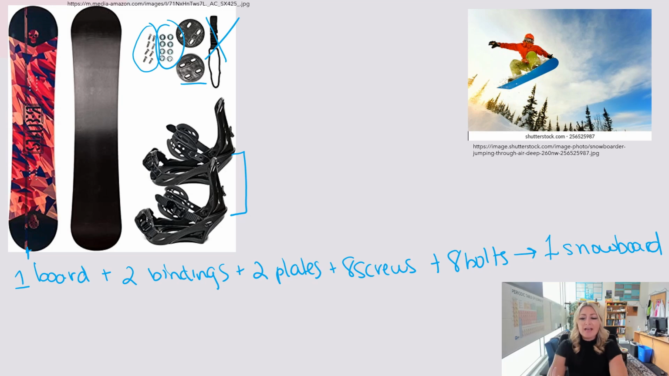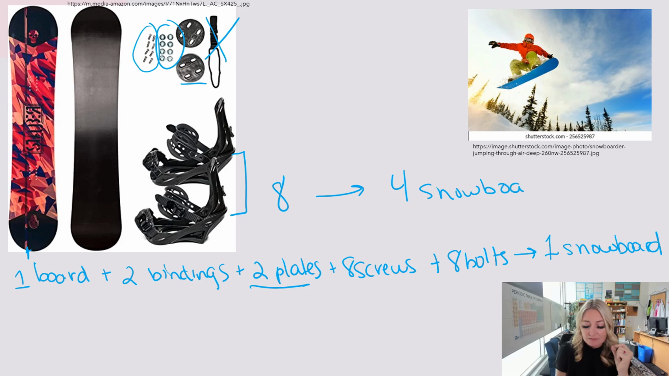So let's say I have everything. I have an enormous amount, a huge warehouse, and I have unlimited supplies of everything except for plates. Let's say in my warehouse, I only have 8 plates. If everything else is an unlimited supply, how many snowboards could I make? Well, you need 2 plates per snowboard. That's 2, 4, 6, 8. So if I have 8 plates, the most I can make are 4 complete snowboards.